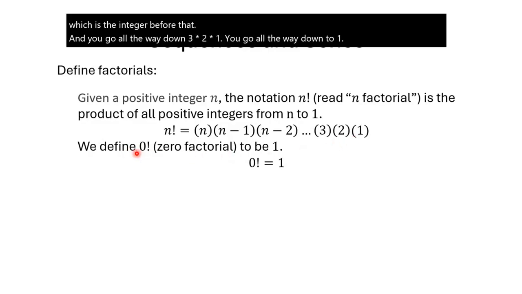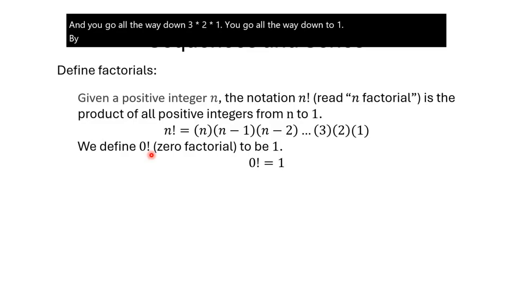By definition, 0 factorial is equal to 1. So that's just a definition. 0 factorial is equal to 1. All right, let's look at an example here.